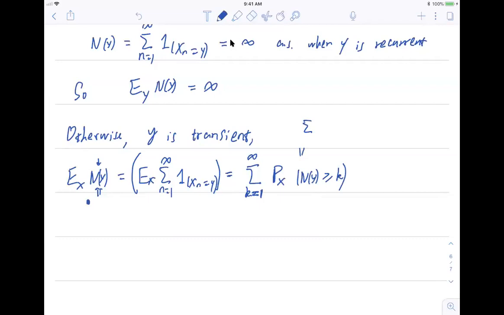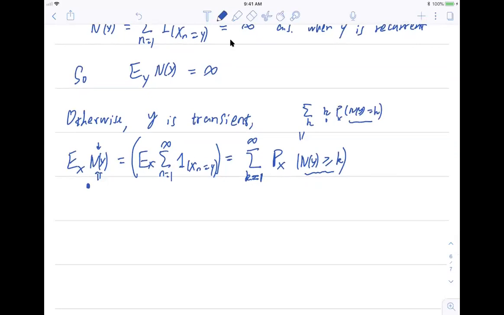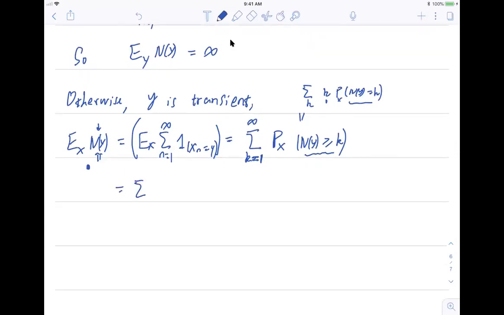So here's k, and Ny equals k, then we sum up over k. But if you change this to be the sub level, then you don't need to write this. We use this several times. So now this can be written as the sum from k equals 1 to infinity of Px(Ty^k less than infinity). The number of visits to y bigger than k times just means this.